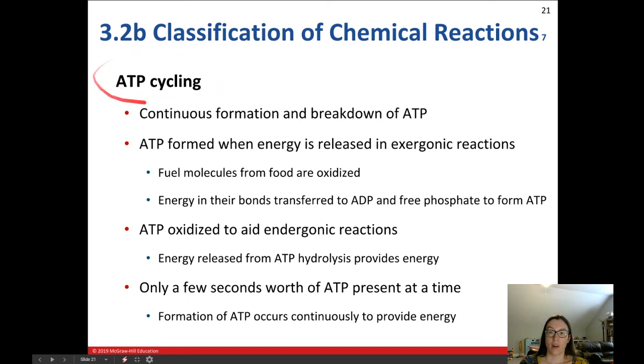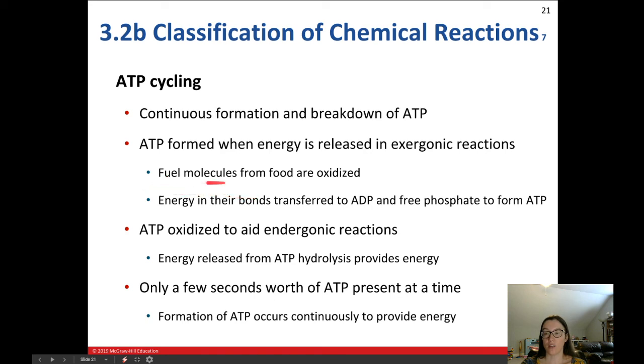And so I want to briefly talk a little bit about ATP cycling. Remember we said that ATP is the energy currency of the cell. And the cells are going to continuously form and break down ATP. It doesn't last very long. When energy is released in exergonic reactions, we said it doesn't just go away when we release the energy. We usually use that energy to form ATP. And ATP is going to then be able to hold on to that energy, and it makes it into a form that's usable by most of the things in the cell.